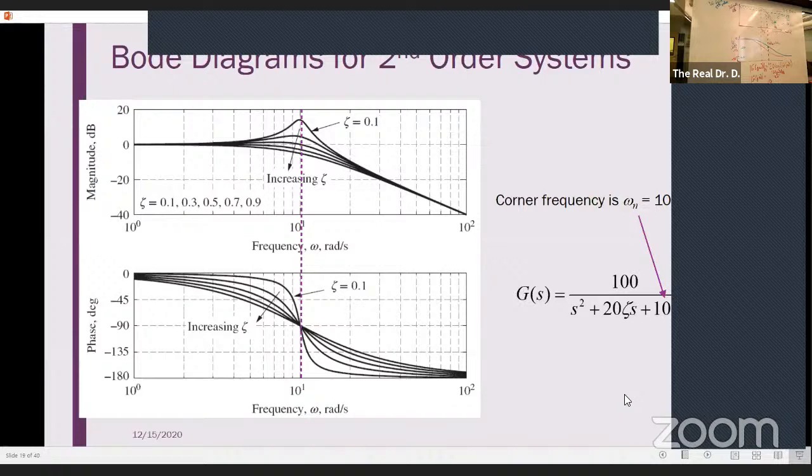Likewise, we can see this, but we'll talk about the magnitude effects later with transmissibility. But as we increase zeta, we flatten out our peak there. Connor: For the phase, that's in units of degrees? Yes, phase is in degrees.